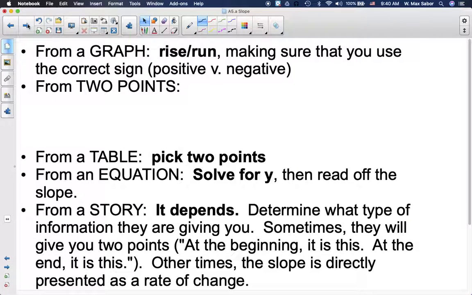So there are a number of different ways to find slope. If you're given a graph, you'll do rise over run, making sure that you use the correct sign, positive or negative. So positive slopes and negative slopes. From 2 points, we have a formula that it's the amount y changes whenever x changes by 1. So if you divide the amount y changes by the amount x changes, that'll tell you how much y changes when x changes by 1.